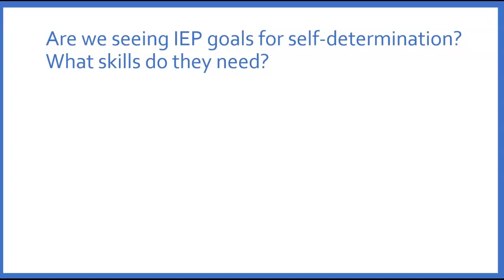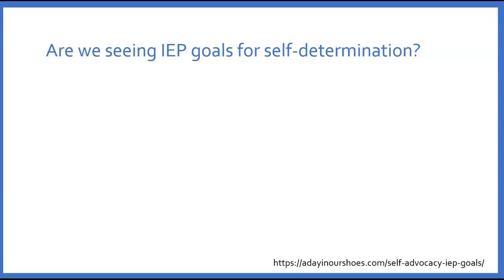And if we want students to become more self-reliant, they need to have a self-determination goal in the IEP. If we want students to participate in the IEP process, they need to have self-determination. If a child has a behavior plan as a part of their IEP, then it's absolutely necessary that they have self-determination or self-advocacy goals.